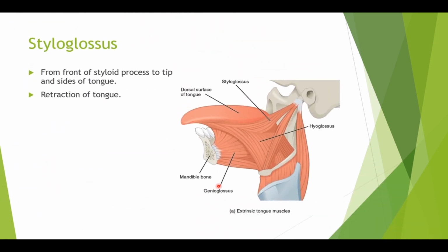Next is styloglossus. It is the shortest and smallest of the three styloid muscles. It arises from the front of the styloid process and goes to the tip and sides of the tongue. See over here, this is the styloglossus. It causes retraction of the tongue.